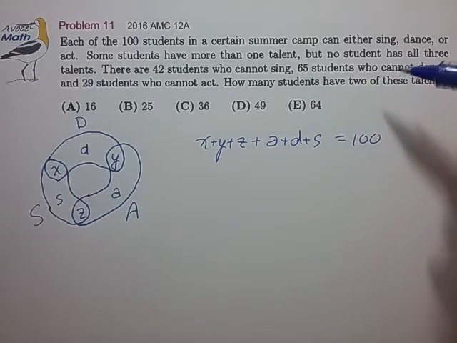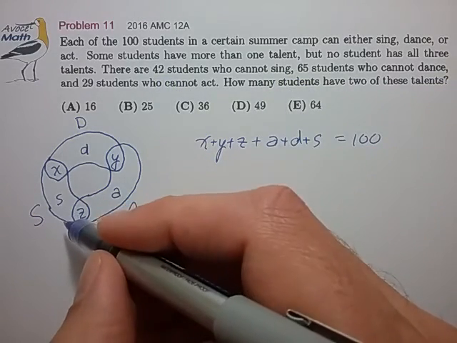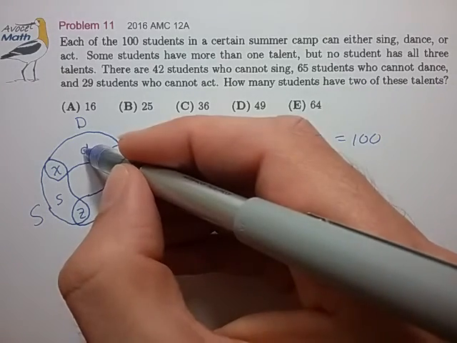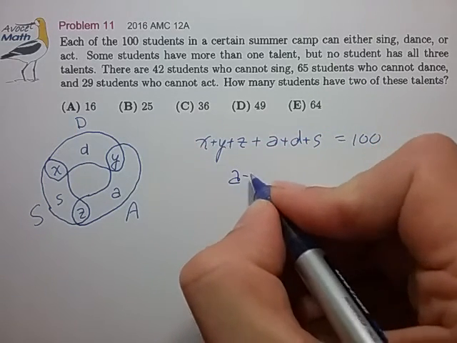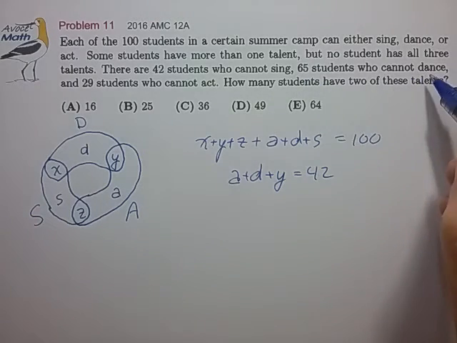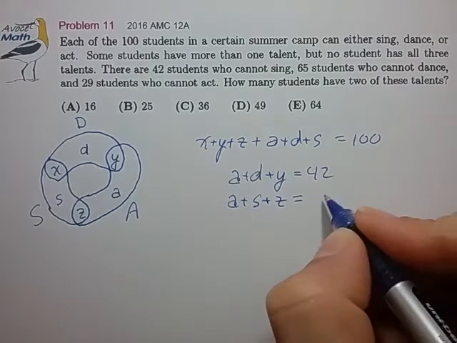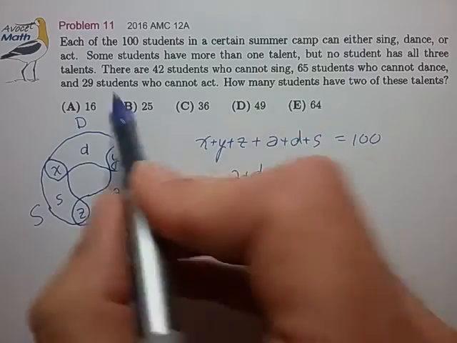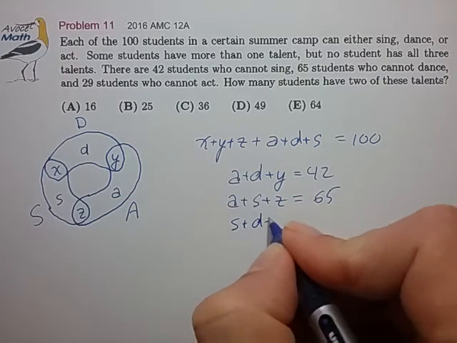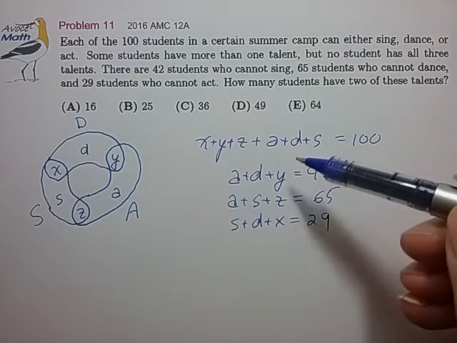And we have these other statements that 42 students cannot sing. So what does that mean? We have this region here of students who can sing, and the region of students who cannot sing is A plus D plus Y. So let's draw that out. A plus D plus Y is equal to 42. And 65 cannot dance, so that's A plus S plus Z. They cannot dance, that's 65. And 29 cannot act, so that's S plus D plus X, equals 29.